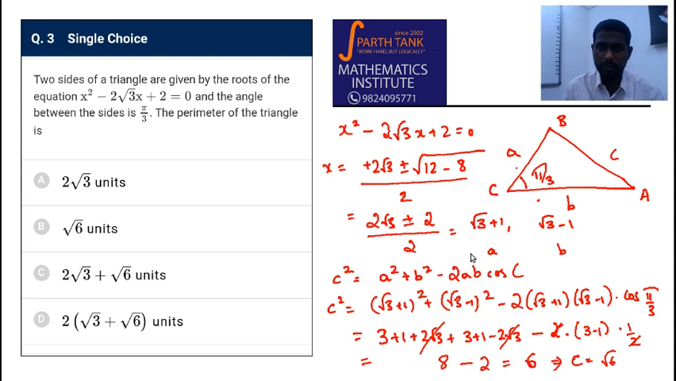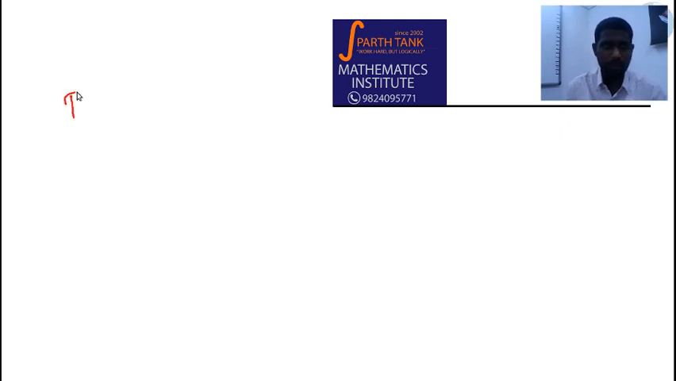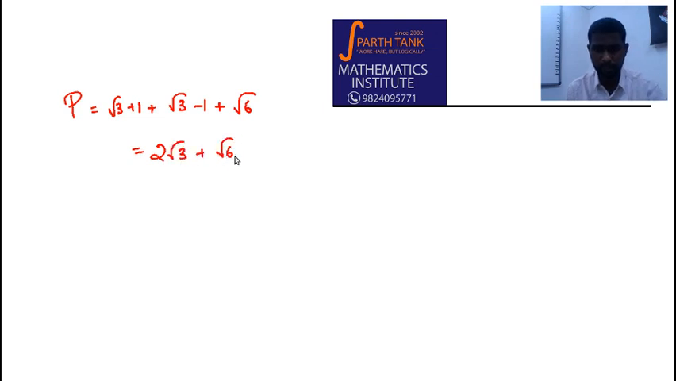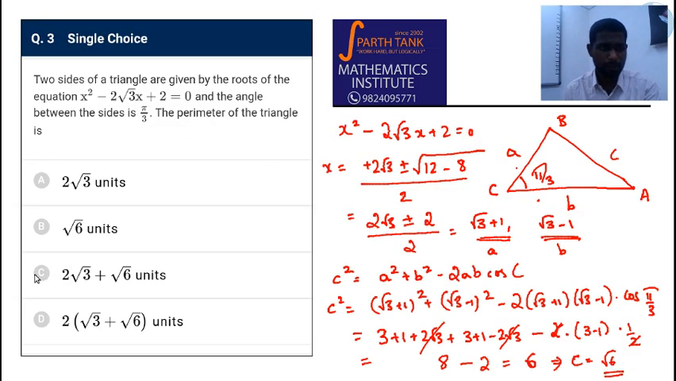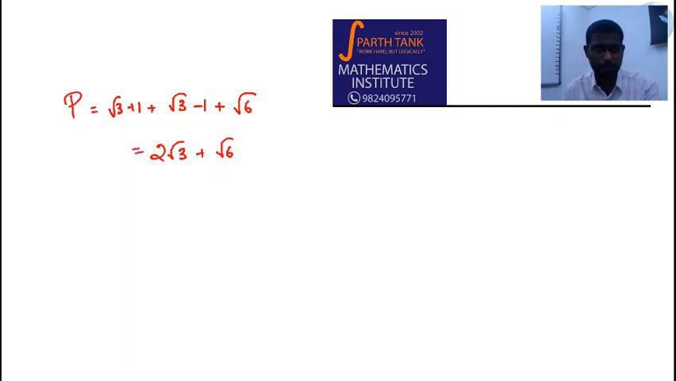Okay. So I have the three sides, root 3 plus 1, root 3 minus 1 and root 6. So the perimeter is root 3 plus 1 plus root 3 minus 1 plus root 6. This becomes 2 root 3 plus root 6. So the answer is 2 root 3 plus root 6, option C. Okay, very simple. Solve the quadratic equation and use the law of cosines to get the third side.